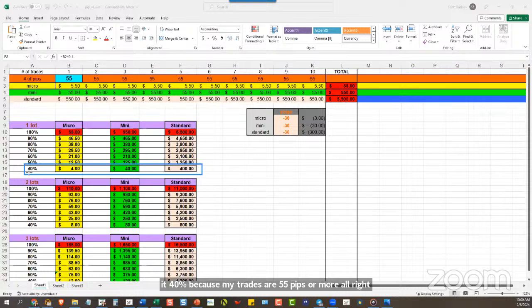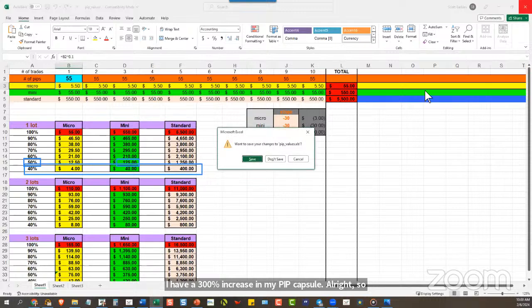Not a lot. But look what happens when I increase my skill level just to 50%. My pip capture goes up to $125 from $40 on a mini. What does that mean? I have a 300% increase in my pip capture. All right. So you can't do it. You can't do it. And yeah, it's terrible. All right. Now, you can't do it.